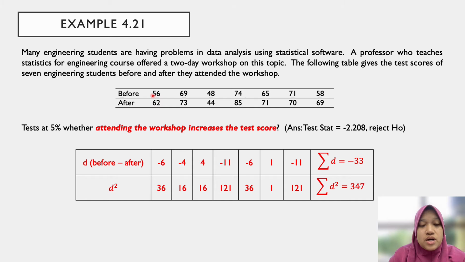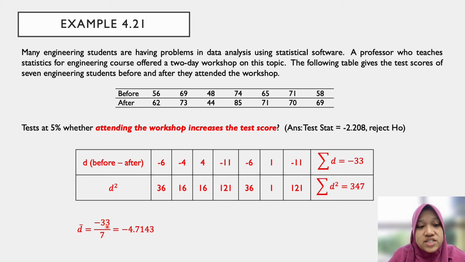So you subtract 56 minus 62, we get negative 6. 69 minus 73, we get negative 4, and so on. Then you find the value of d square, where we square the value of the difference one by one. Then we find the summation of d equals negative 33, and summation of d square equals 347.